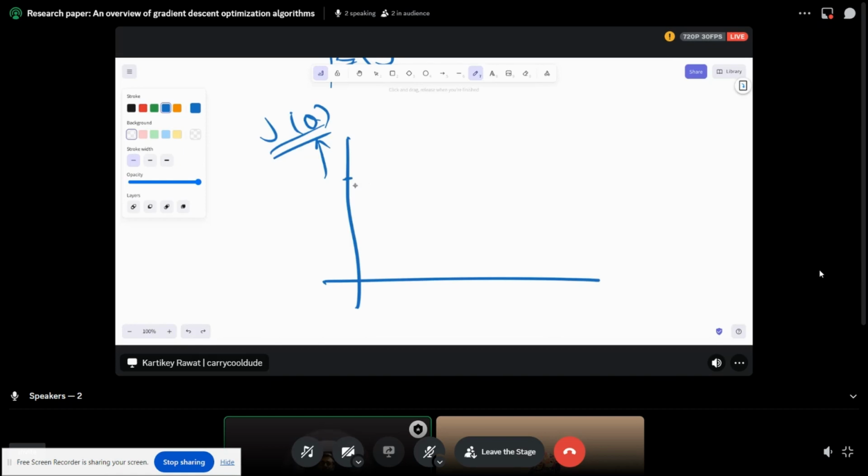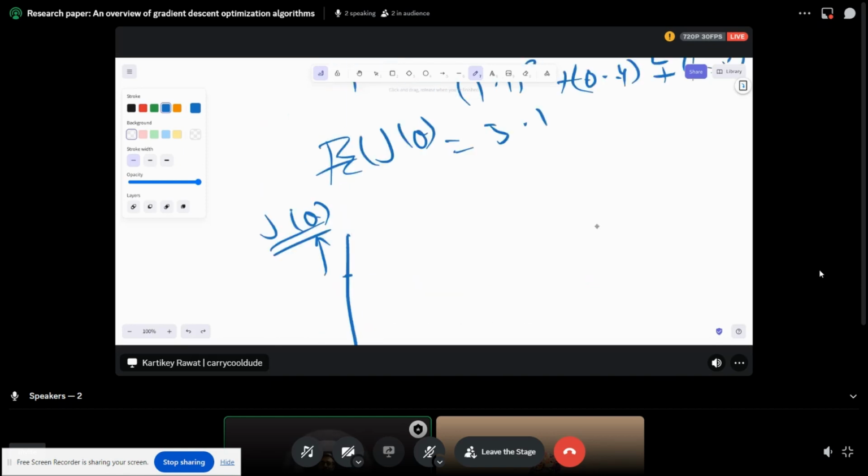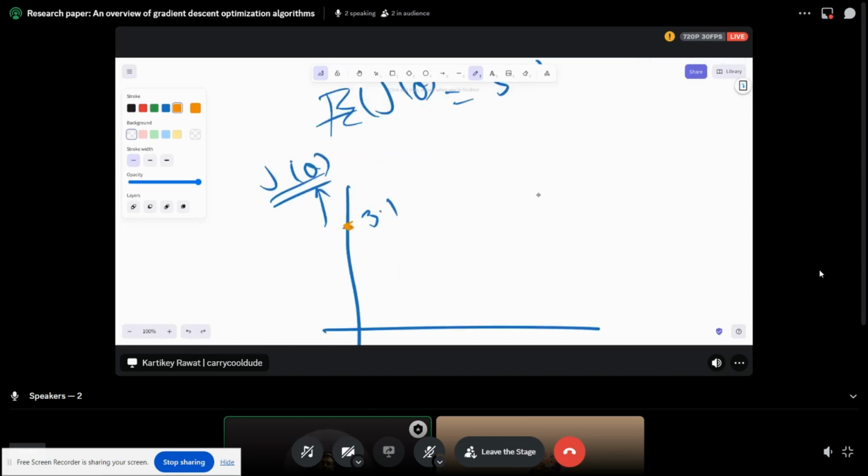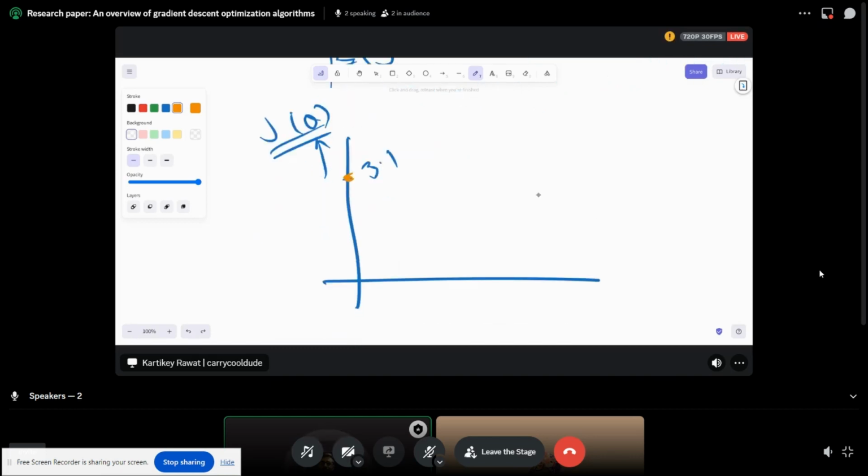Let me check one more time. 3.1. So think like this is 3.1, and let me take another color for better visibility. Okay, so this is 3.1. Now this point represents basically the sum of squared residuals when the intercept is 0, right? Obviously, if you're considering this part, that is 0 basically, right?